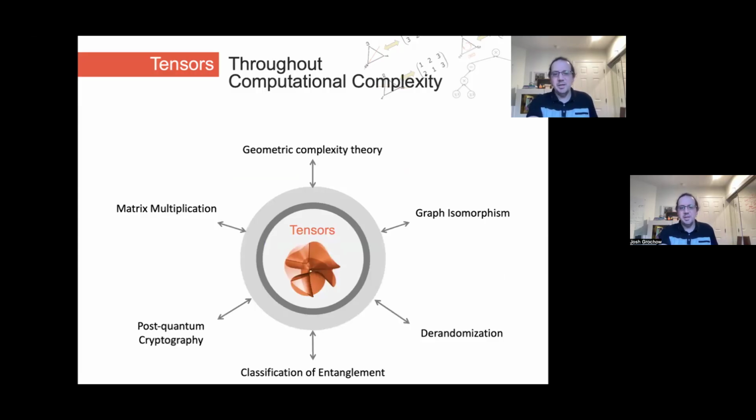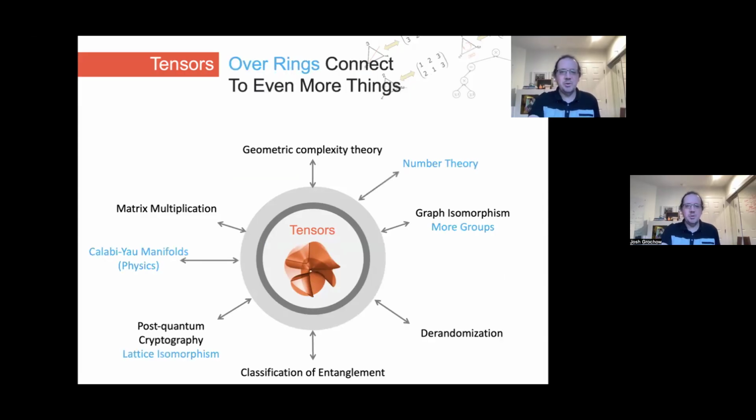In computational complexity, tensors show up all over the place. They're related to the geometric complexity theory approach to P versus NP, matrix multiplication, graph isomorphism, post-quantum cryptography, derandomization, classification of quantum entanglement, and many other things. And in this paper, we look at tensors over rings instead of over fields, and that lets us connect them to even more things, in particular to more groups in the setting of group isomorphism, which is a special case of graph isomorphism, to lattice isomorphism, which is another isomorphism problem that shows up in post-quantum cryptography, classification of Calabi-Yau three-manifolds from physics, and problems from number theory.